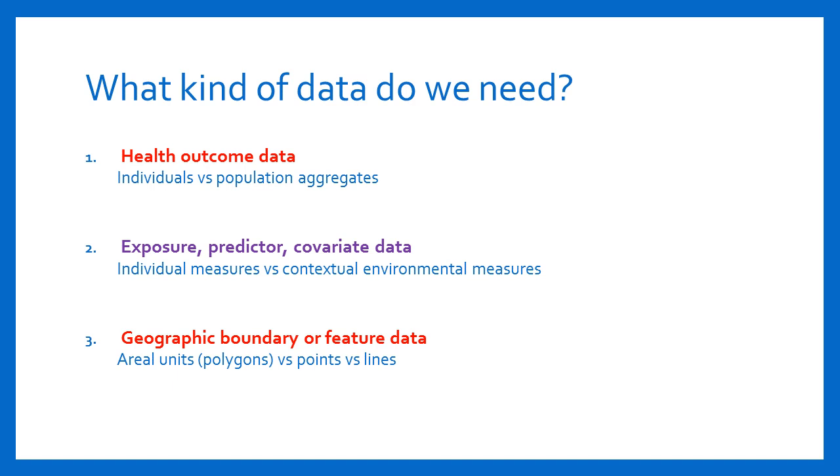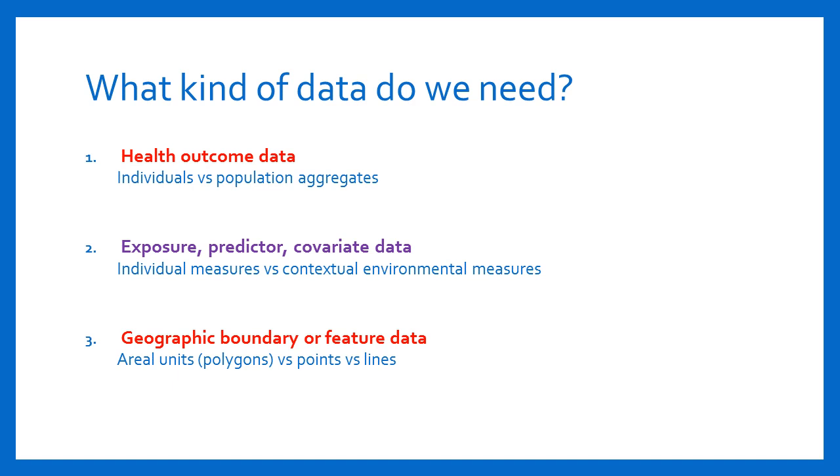There are 3 sort of buckets of data that we could use, and the first one and the third one, the 2 in red, are the ones that are always important if we're creating a map of health. And the one in the middle is often important, but not necessary. So first, of course, we need health outcome data. And that could be, again, at the individual level, or more typically, more conventionally, it's an aggregate of some kind. It's at the census tract or the county or the city level.